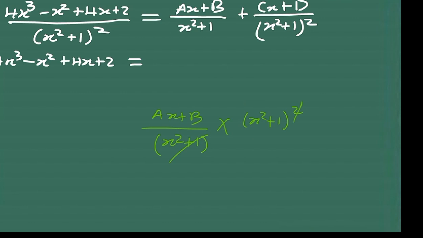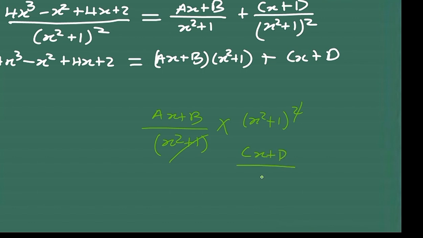So for the term a, we are going to have ax plus b times x squared plus 1 plus, if we take this and multiply by this term, we are just going to have cx plus d. So what happened here is cx plus d all divided by x squared plus 1 all squared times x squared plus 1 all squared. So this is gone, this is gone. All right, so that's how we arrive at this term.